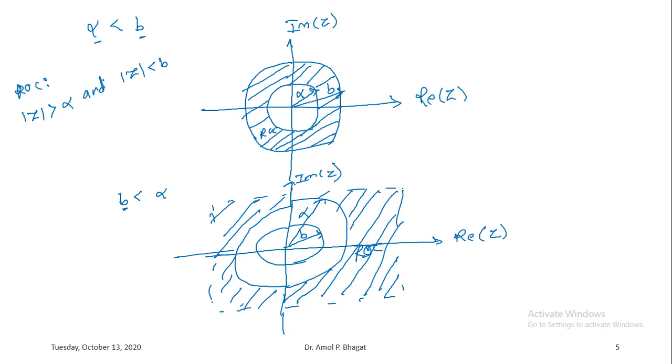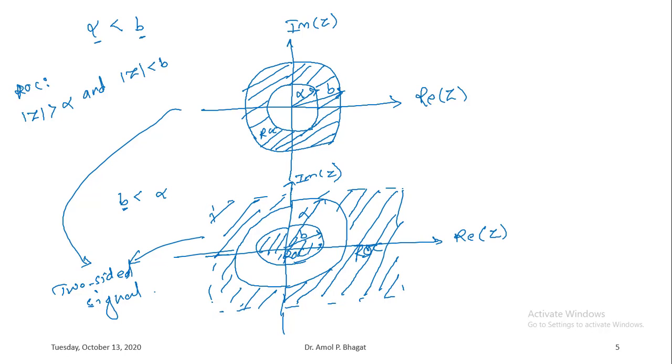As per the second condition, mod z is less than b. Less than b means this will be the interior part of the inner circle, right? So there is an exterior part of a circle as well as an interior part of a circle. Such a signal is called a two-sided signal. We have seen the other two categories, that is, left-sided signal and right-sided signal, in the previous session.